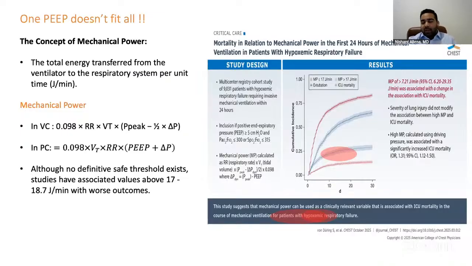Now, there's no definitive safe threshold. There have been values ranging all the way from 17 to 18.7 joules per minute. But as of now, the universal consensus is around 17 joules per minute.